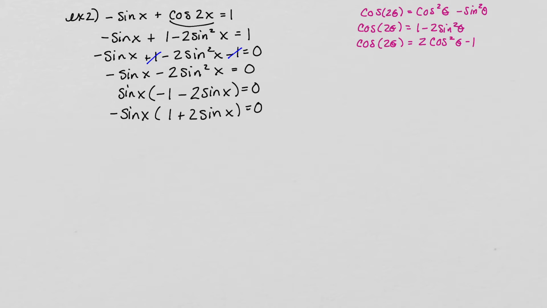So now I have two pieces. I'm going to set each piece equal to 0. So minus sine x equals 0. And 1 plus 2 sine x equals 0. The minus sine x being equal to 0, you can think about if I divide both sides by negative 1. This is saying sine x is just equal to 0. Remember, we're solving on the interval from 0 to 2 pi. So when is the sine of x equal to 0 between 0 and 2 pi? Yeah, 0 and pi.